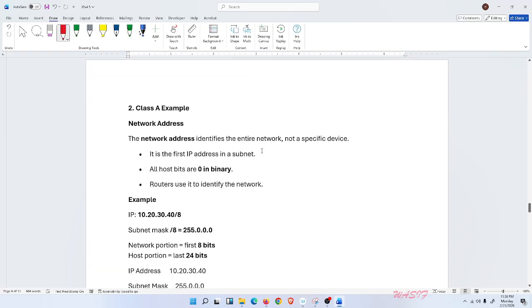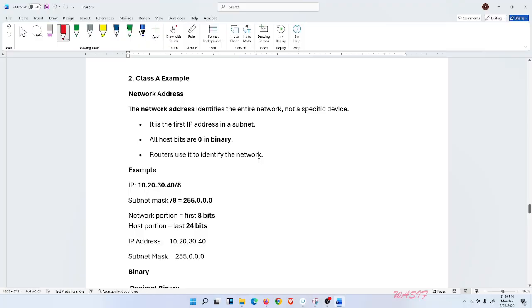Now again come to class A. According to the formula I said, 10 is where it starts. 1 to 126 is class A. By default it is /8. /8 means there are 8 network bits. So how many host bits do you have? 32 minus 8 network bits, so you are left with 24 host bits. So if you look at here, the maximum number of host bits is in class A, because you have the maximum number of host bits.